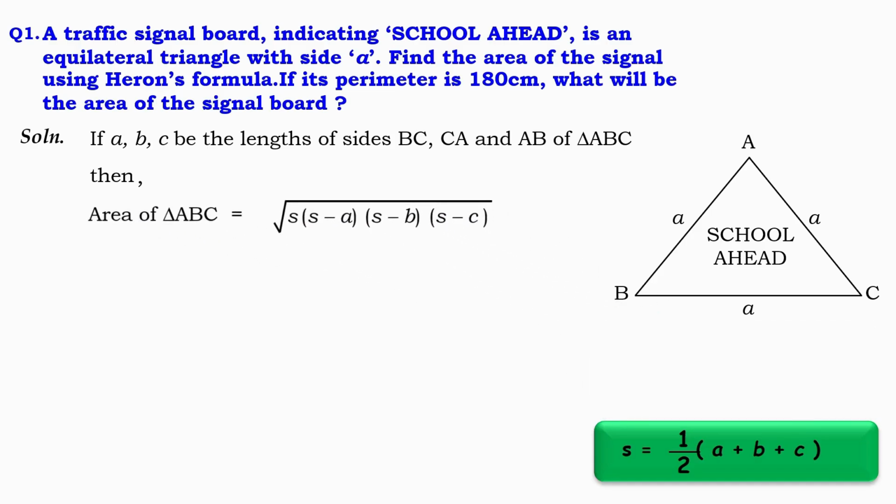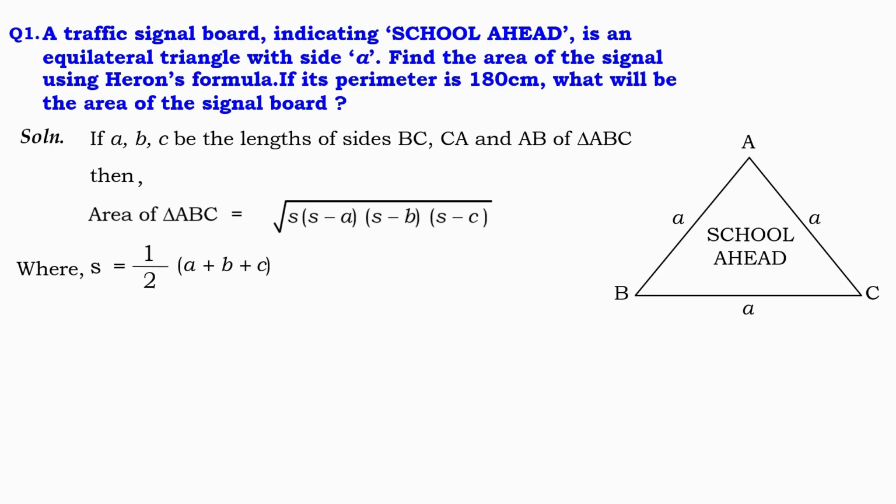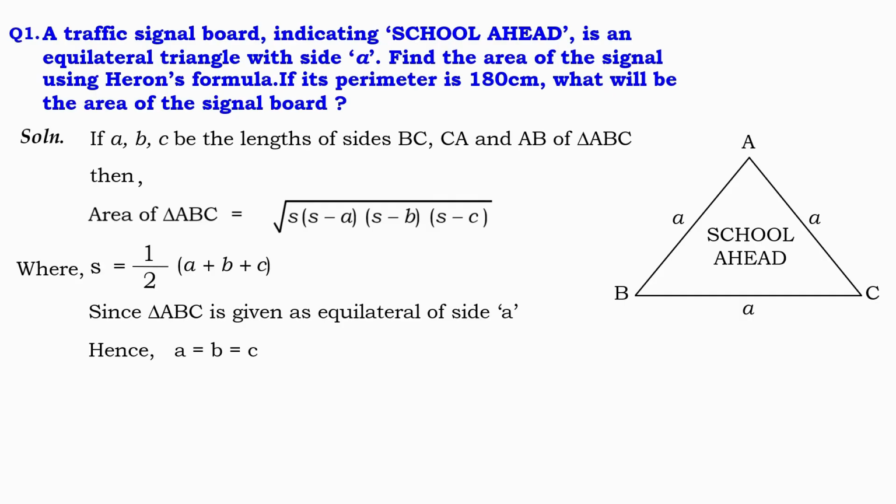to find the area, we have to apply Heron's formula, that is square root of s into (s minus a) into (s minus b) into (s minus c), right? Where s is equal to half into (a plus b plus c). This we already know. But since here triangle ABC is given as equilateral of side a, hence a equal to b equal to c. So s will be equal to half of a plus a plus a, right? So that is coming 3a by 2, right?